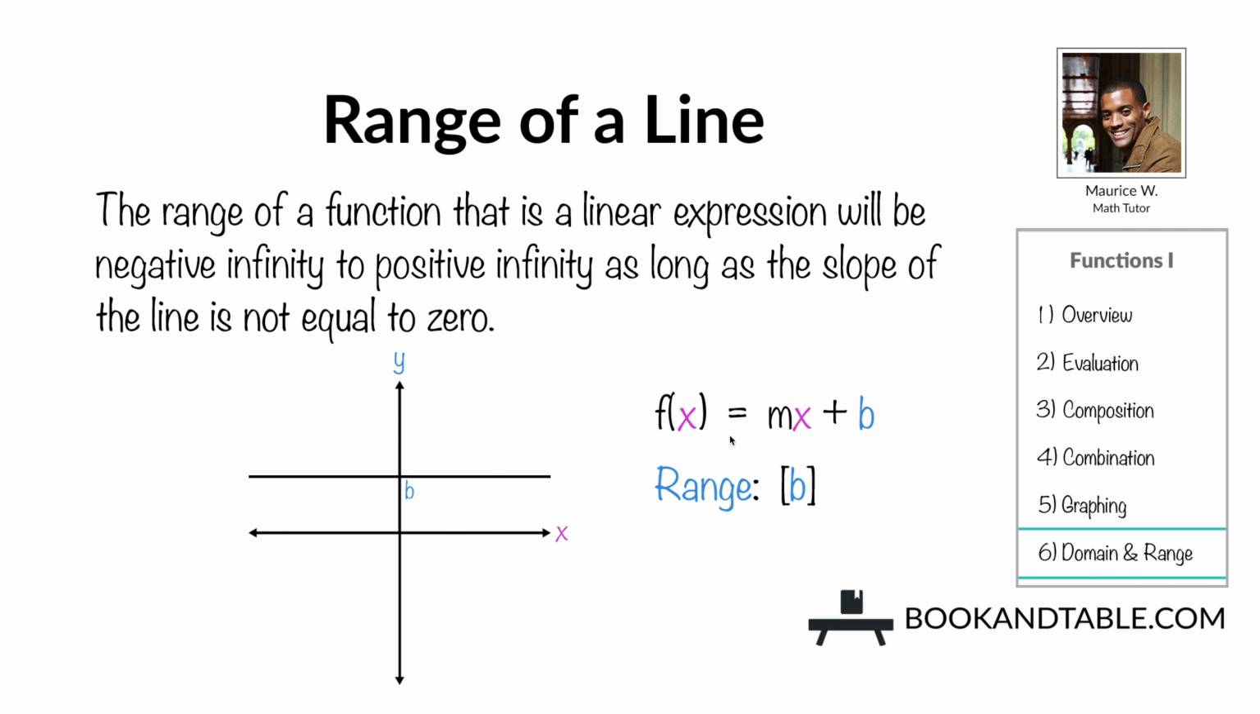So f of x is equal to mx plus b, the standard form of a line. The range will be just b if we have a flat line. It's just this number. But as long as there is some slope to it, whether it's positive or negative, the function will continue to positive infinity in the positive direction and negative infinity in the negative direction. So if you are given just a line, the range will be from negative infinity to positive infinity as long as the slope is not 0.